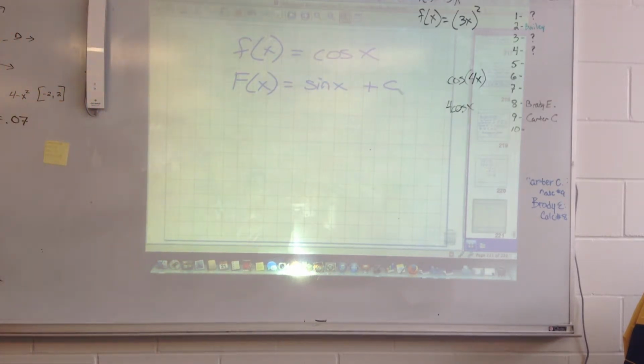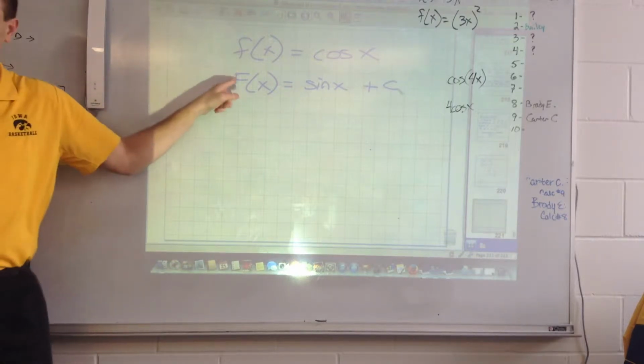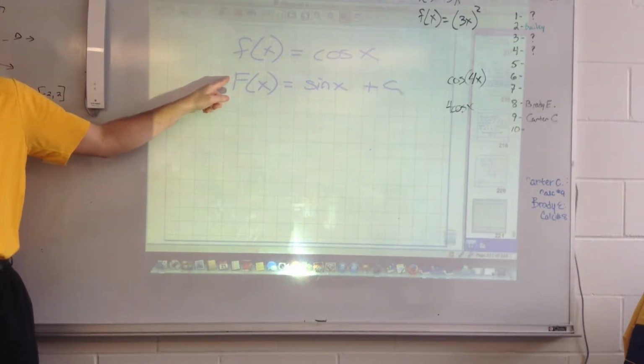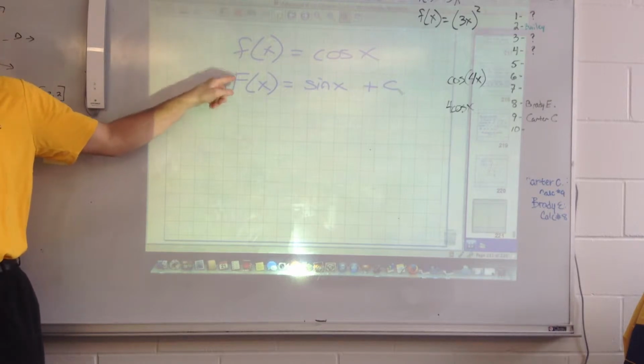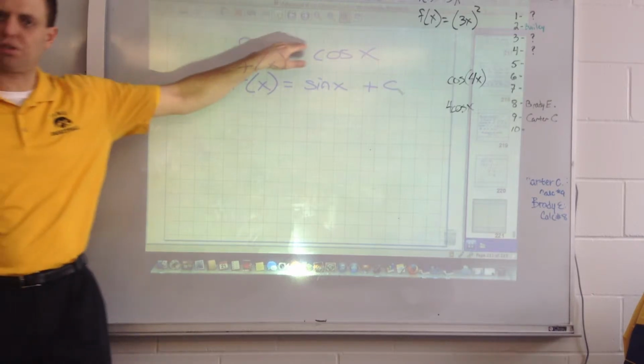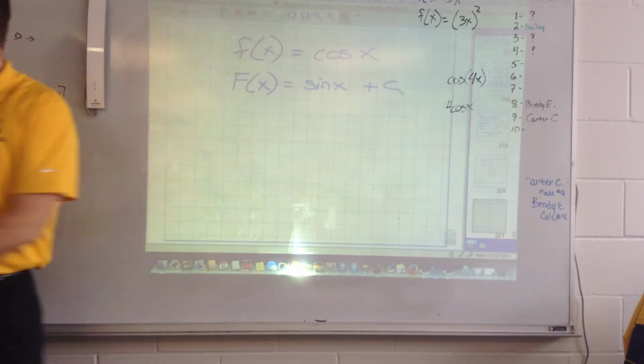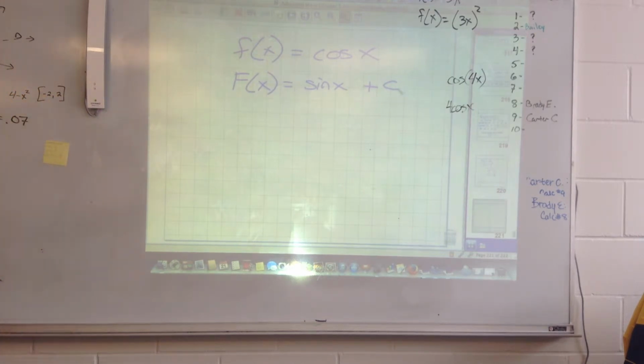You're working backwards. How can you check your answer? Take the derivative of your answer. If this is what you think the antiderivative is, take the derivative of your antiderivative and make sure you get what you're supposed to right there. That's the way to check that you did the antiderivative correctly. That making sense? Okay.